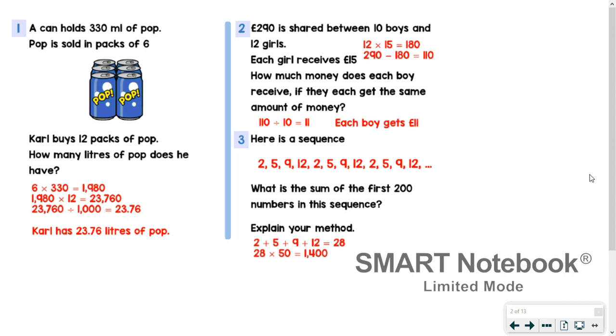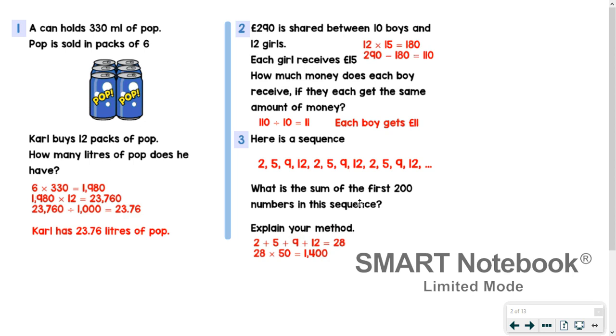Third question, here is a sequence: 2, 5, 9, 12, 2, 5, 9, 12, 2, 5, 9, 12. What is the sum, so added up, of the first 200 numbers in this sequence? Now this just took some logical thinking. It is a repeating pattern with 4 numbers repeating. So what you're going to do is add 2, 5, 9, and 12 to give you 28. That is the sum of the first 4 numbers.